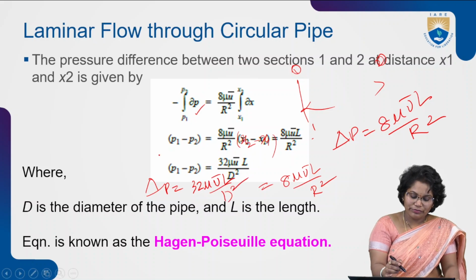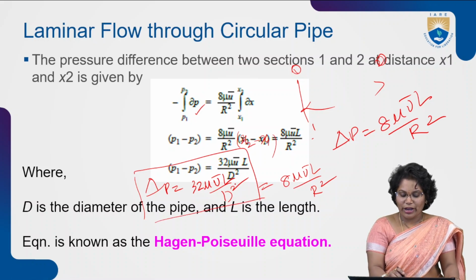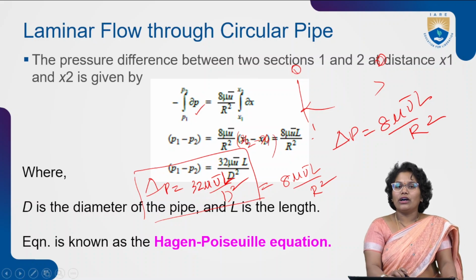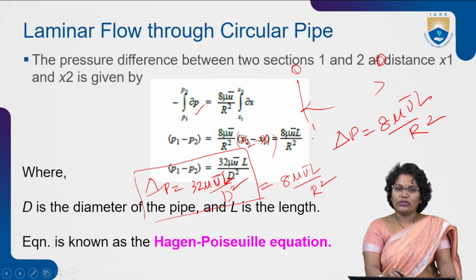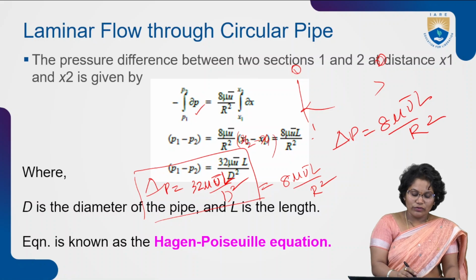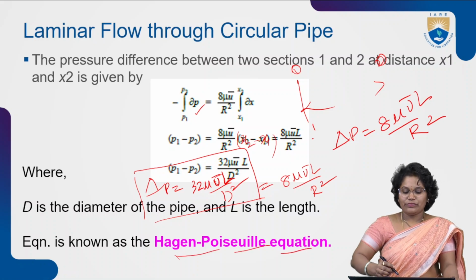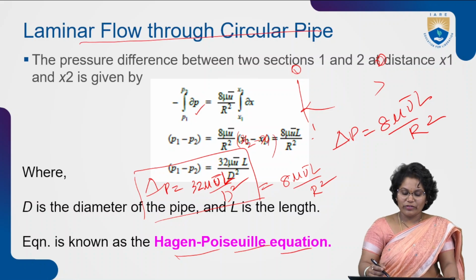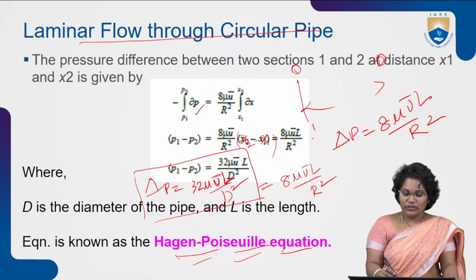This is your pressure drop formula, and it mainly depends upon D, the diameter of the pipe, and L, the length of the pipe. You also need the viscosity of the fluid and the average velocity. This delta P equation is well known as the Hagen-Poiseuille equation. The laminar flow through a circular pipe which we derived is also called the Hagen-Poiseuille equation.